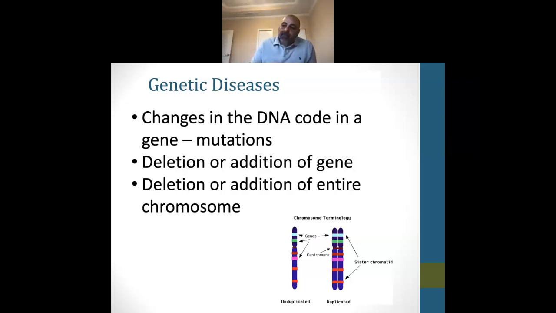So, genetic diseases. The DNA code can be altered in any way. It could just be random. It could be because of mutagens, carcinogens, age, any of that. So what happens is either we delete a gene, we're missing information, we add a gene, now there's conflicting information, or we add or delete entire chromosomes. So you can see any of those happening in that situation.